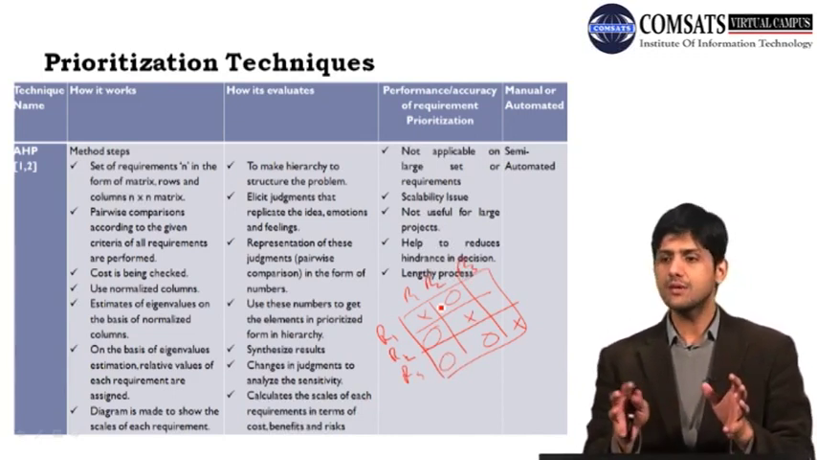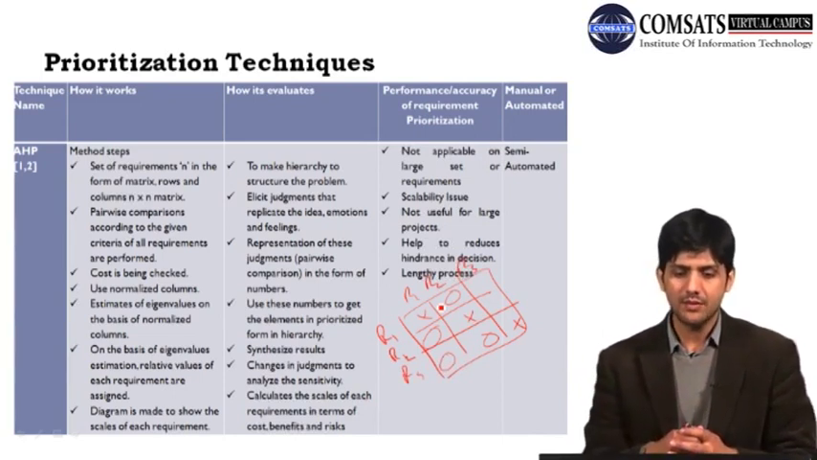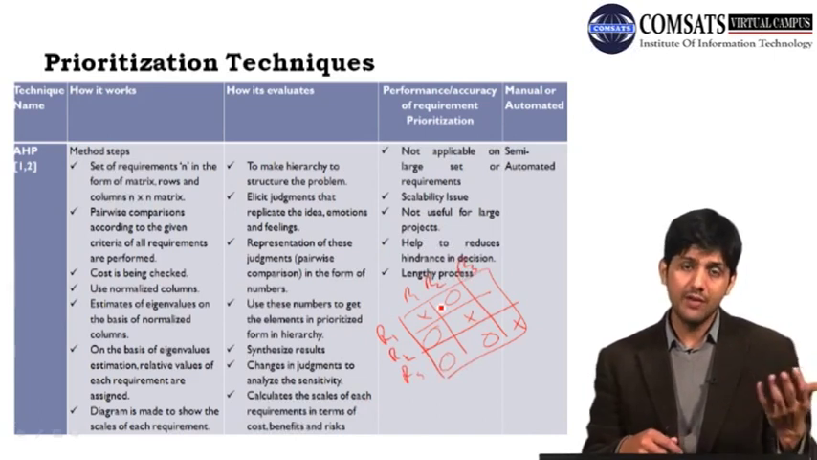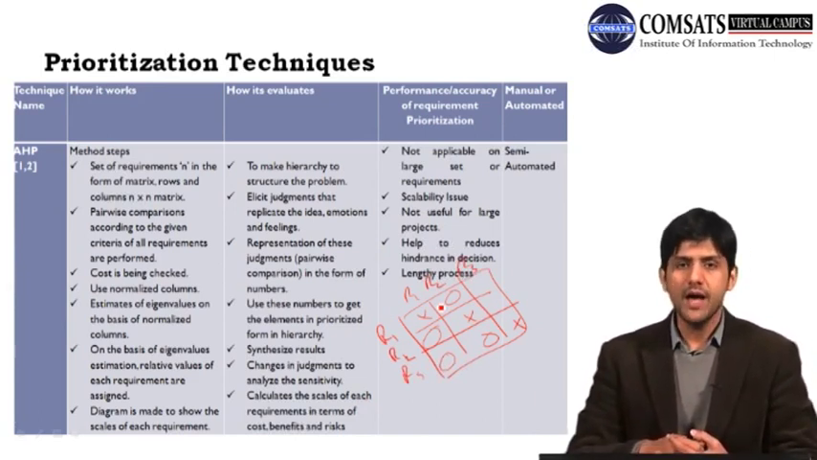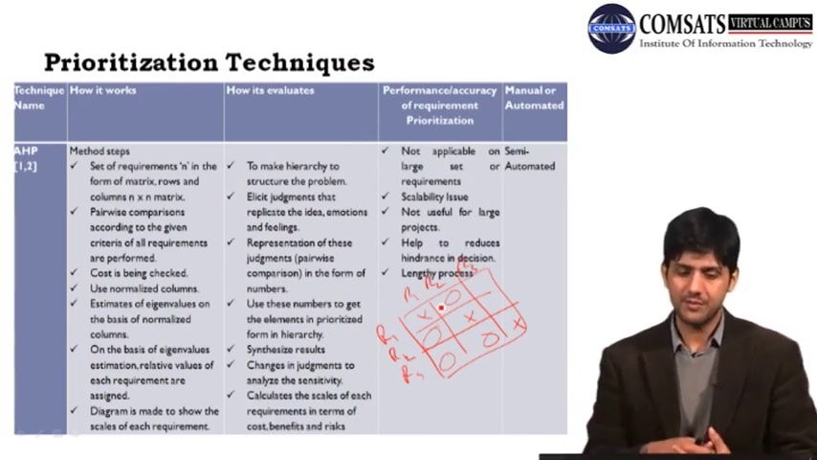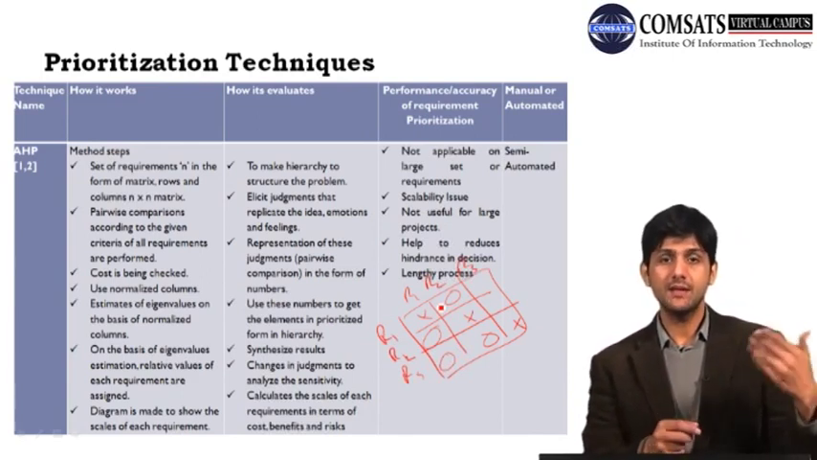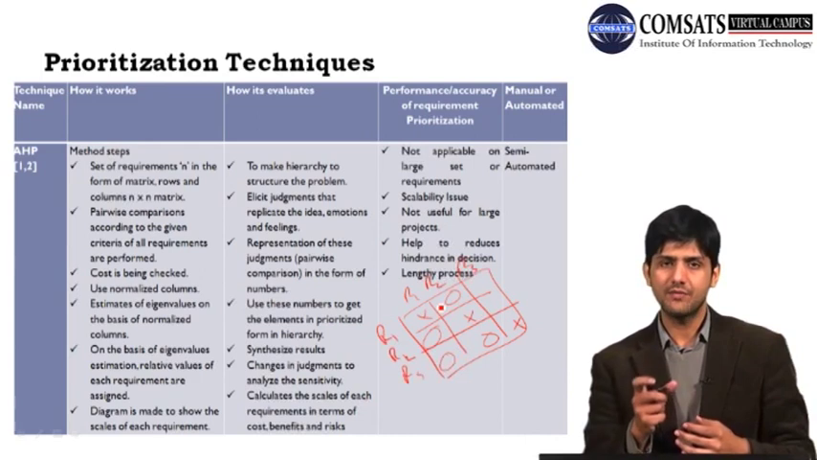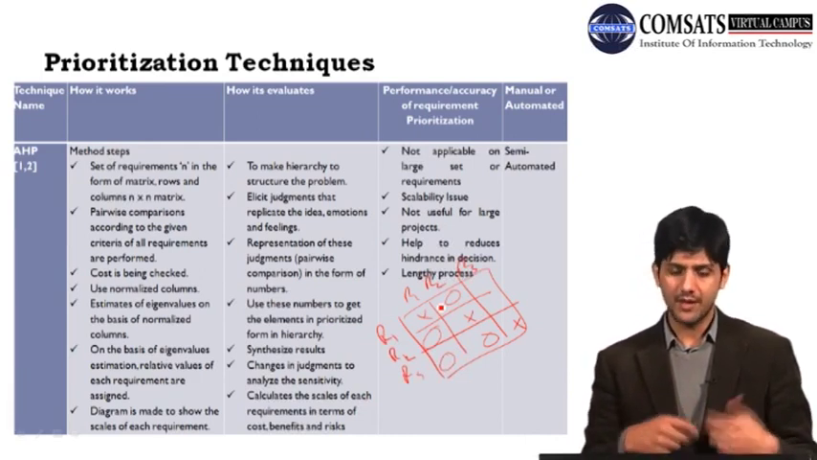So what we are trying to do is give a hierarchy to our problem, and then we elicit judgments that replicate the ideas, emotions, and feelings, or whatever the criteria of different stakeholders are. Then we have a representation of these judgments in the form of a matrix. We say that within those columns we have different values, so we use these numbers to get the elements in prioritized form in the hierarchy.